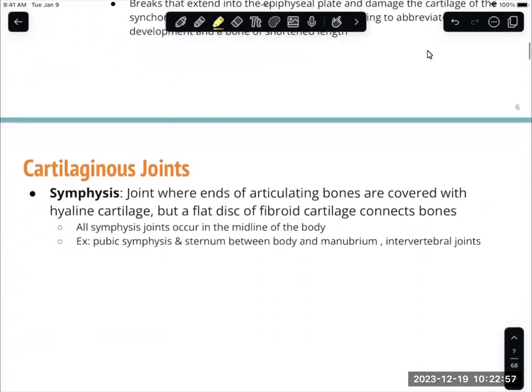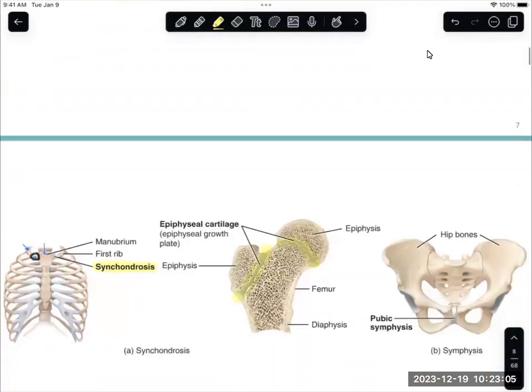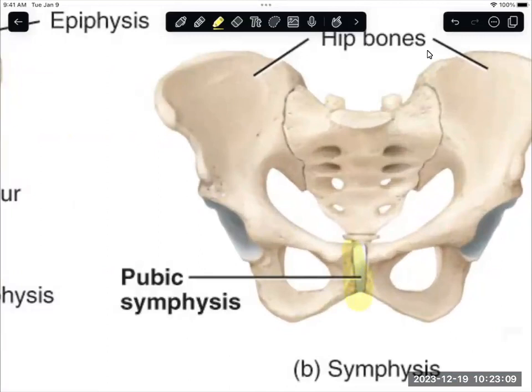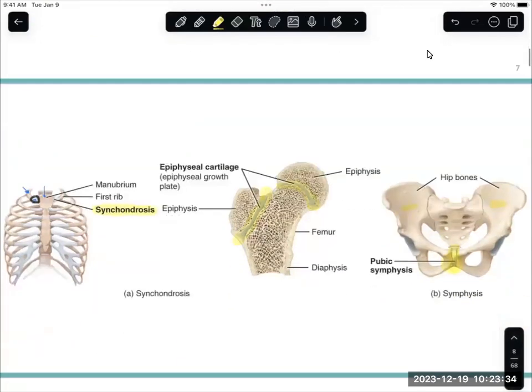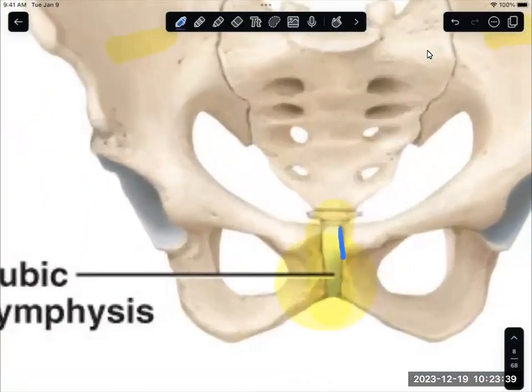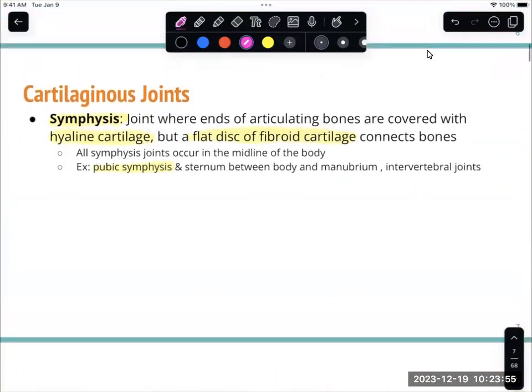And then our last type is a symphysis. The pubic symphysis, I'm sure you've heard of that. This is an example of that pubic symphysis. This is fibrocartilage that is holding these two hip bones together in the front. So that symphysis joint, both ends are covered in hyaline cartilage, and then we have a fibrocartilage disc. So what this is saying is there's hyaline cartilage here. There's hyaline cartilage here that's lining that joint. In the middle, this is that fibrocartilage. That is what makes a symphysis joint.